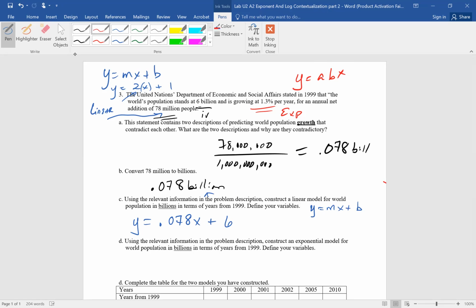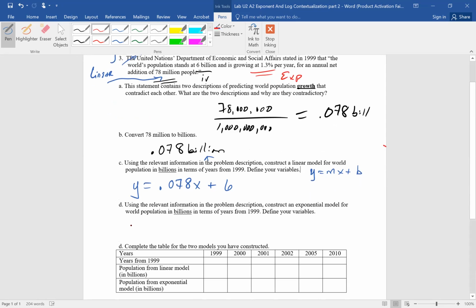Now, if I want to do part D, remember if they want an exponential model, that looks like this. And I know that initial value is already 6. And the growth factor in that case, remember b is equal to 1 plus r. If you can't see, you can always write it down. 1.3%, remember from up top, as a decimal is 0.013, so b is equal to 1.013. Okay, so there's your two models. Not too bad, huh? It's kind of quick once you start catching on here.